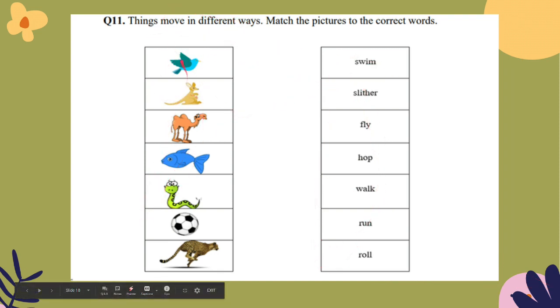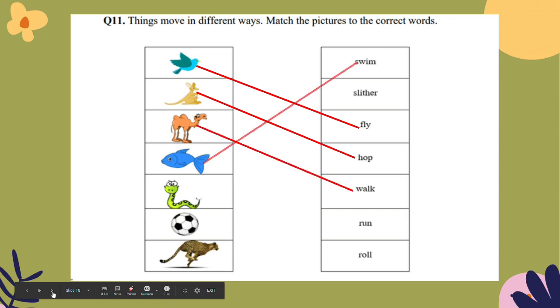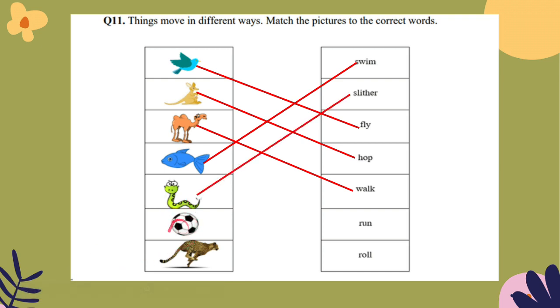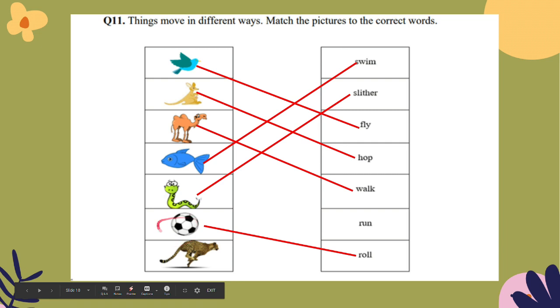You have here these animals, and these are the movements of these things or animals. Okay, this bird can fly, the kangaroo can hop, a camel can walk, this fish can swim. What about this snake? A snake can slither. And you can see this ball. What is the movement of this ball? A ball can roll.